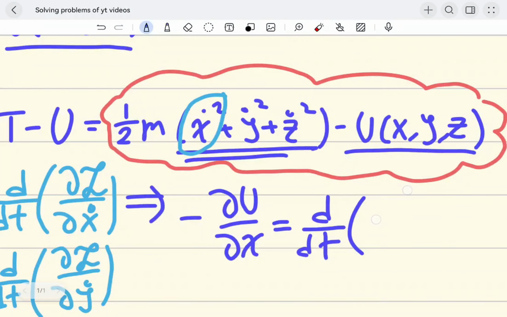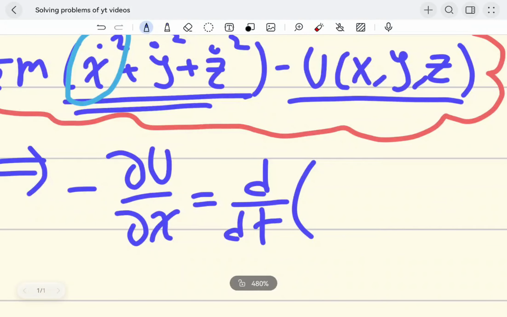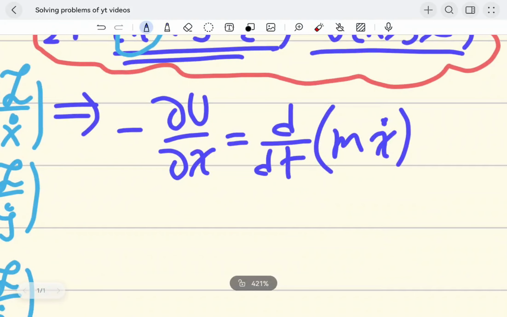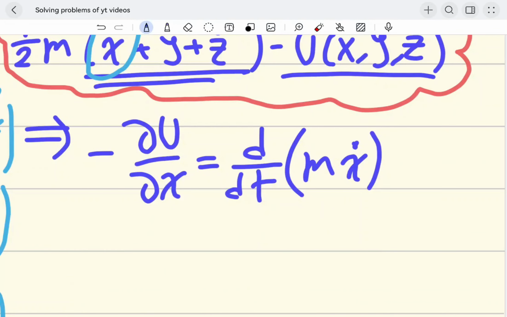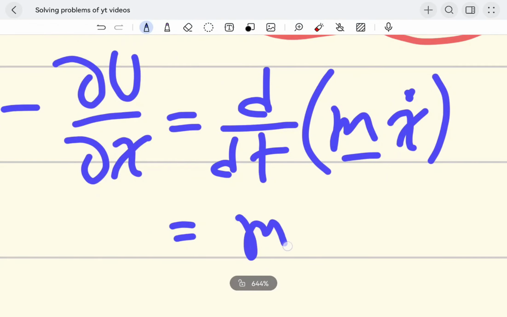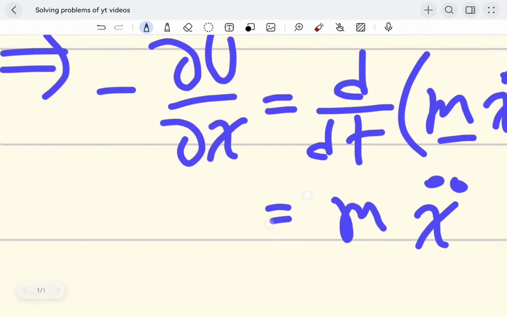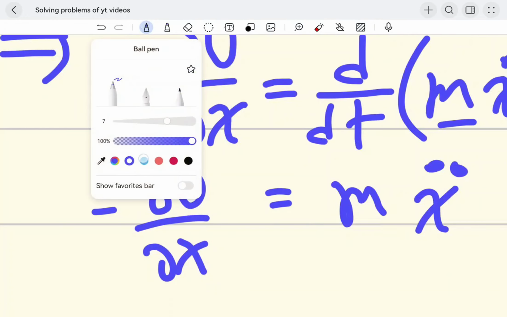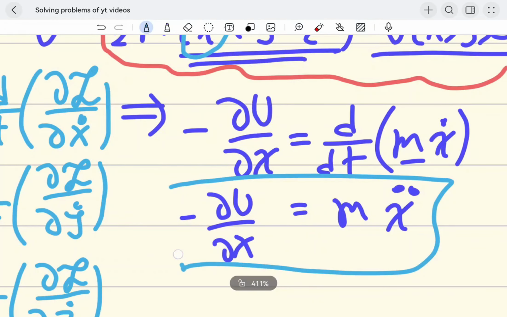So taking the derivative, this will be m x dot. And because the particle mass doesn't change with time, m here is just a constant. You can pull out m and differentiate x dot with respect to t. This will give us x double dot. So this is the first part.